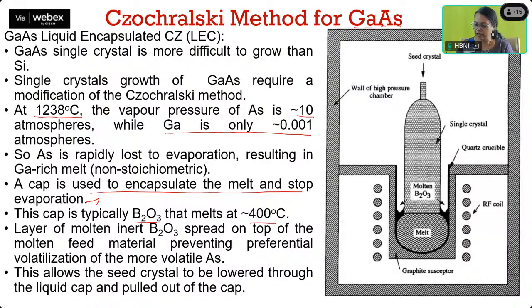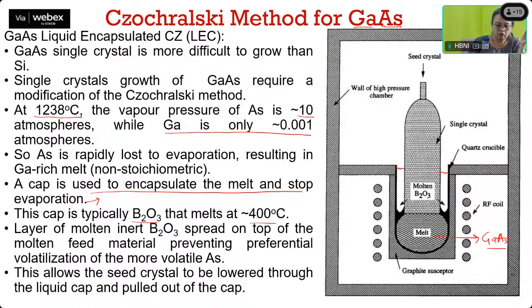So here you can see, this is the boron oxide melt. This is our melt of gallium arsenide, GaAs. This melt is there, but from here onwards, this boron oxide melt is there. So our gallium arsenide is never able to come to the vapor with the atmosphere and get evaporated. So there will be an encapsulation of boron oxide at all times.